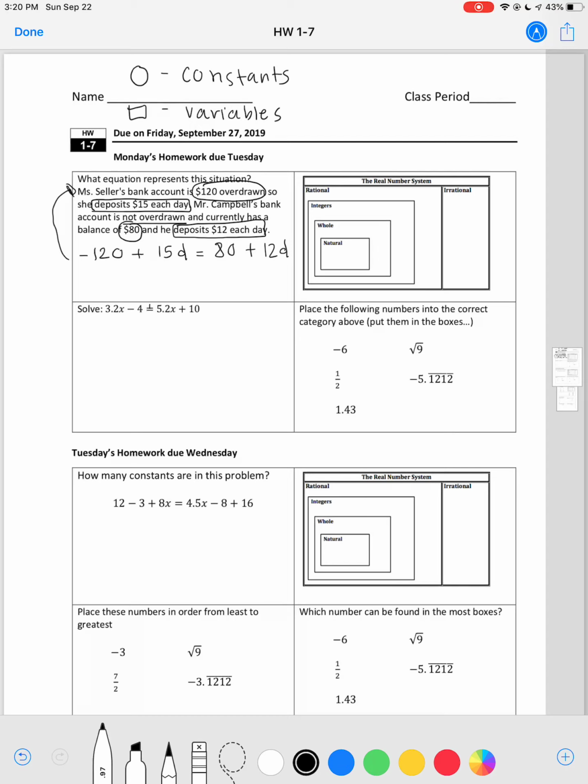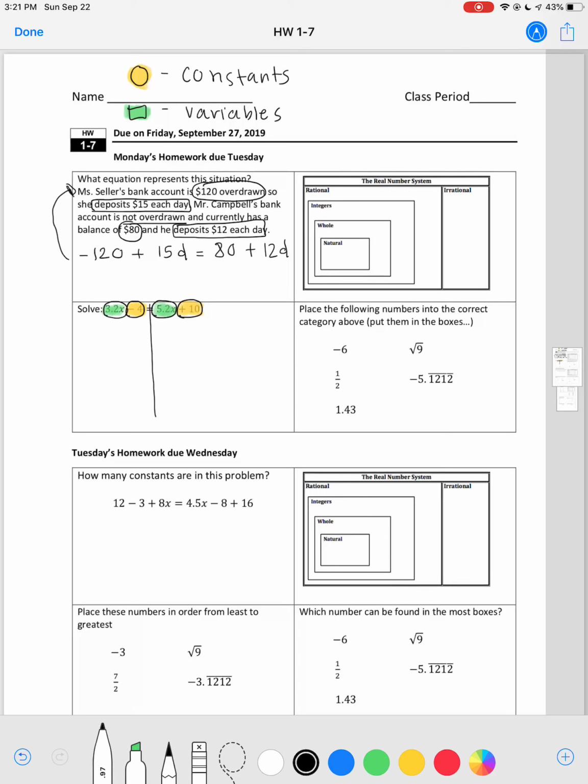So I always like to draw my line, and a term is a piece of the equation. So we have a couple different terms here. We have a 3.2x, a negative 4, a 5.2x, and a positive 10. So throughout this homework, I'm going to be highlighting my constants in yellow, so when I can't circle them, and my variables in green, so we can see what our like terms are. So my constants are going to be in yellow, and my variables are going to be in green.